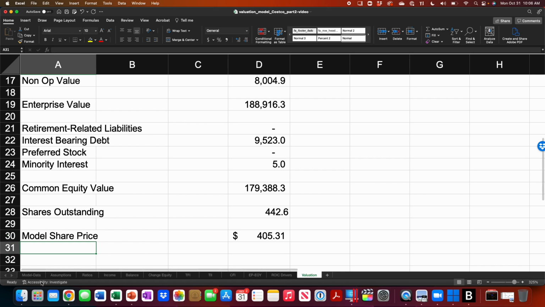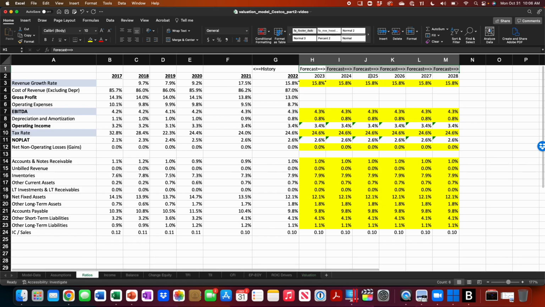Now, here's the point. How we're going to do this is we're going to go to the ratios, because these were placeholder ratios. So we're going to now adjust the ratios to change the price, right? And every time we change the ratio, the price of the model will adjust. Now, here's the other thing.